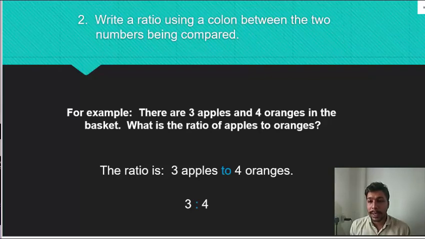For example, there are 3 apples and 4 oranges in the basket. What is the ratio of apple to orange? So, the ratio of apple to orange is what? Number of apples are 3 here and number of oranges are 4 here. So, the ratio between them is 3 is to 4, or we can write 3 to 4, or we can write 3 by 4.